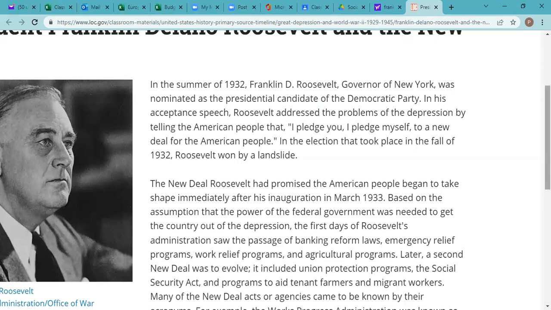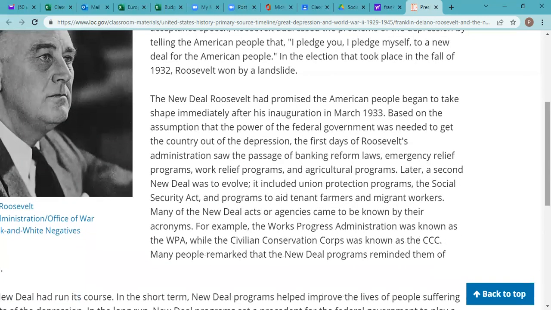Some starved. It says here that the New Deal that Roosevelt had promised the American people began to take shape immediately after his inauguration. That word inauguration means when the prior president gives up his position, which is typically in January. Now the new president is sworn in, and this is called the inauguration. This actually took place in March 1933, but our inaugurations now, I believe, are always in January.